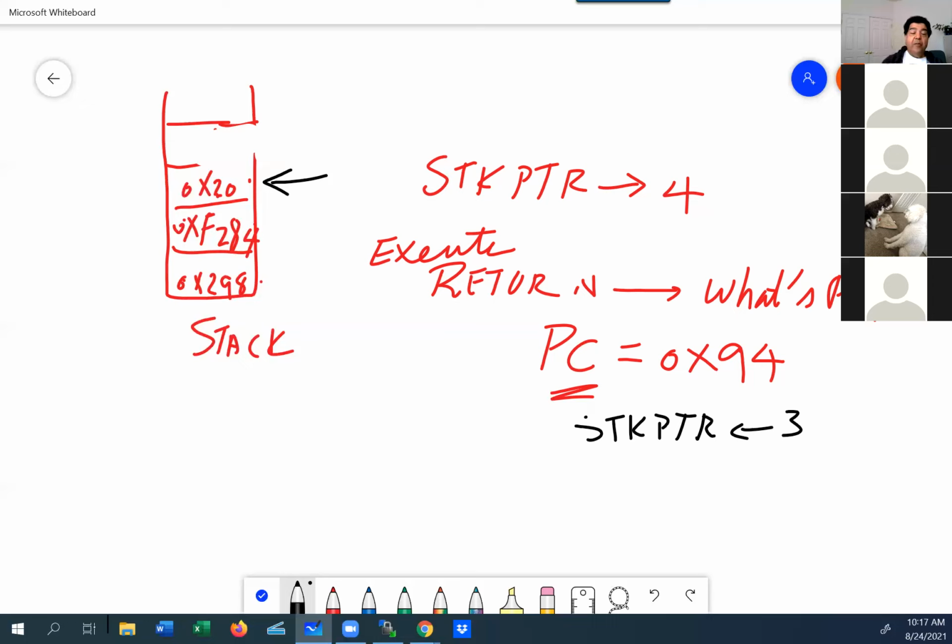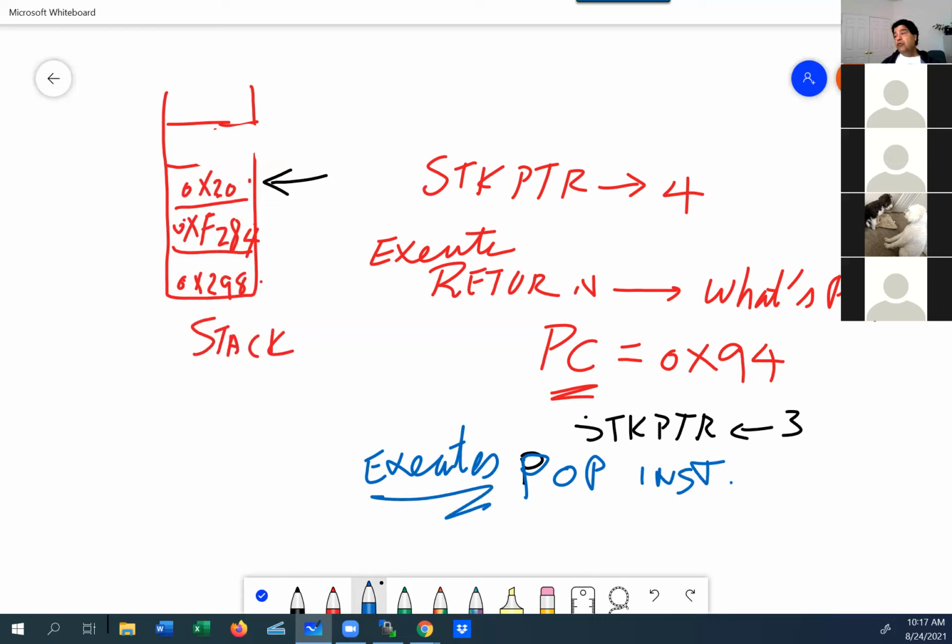Let's do one more thing and then we'll come back and ask you another question. We're going to do a pop. Let me use a different color. We're going to execute a pop instruction. What happens? Are you asking us? Sure, go for it. It's going to just kick the top of the stack off. That's it. Is it going to do anything else?